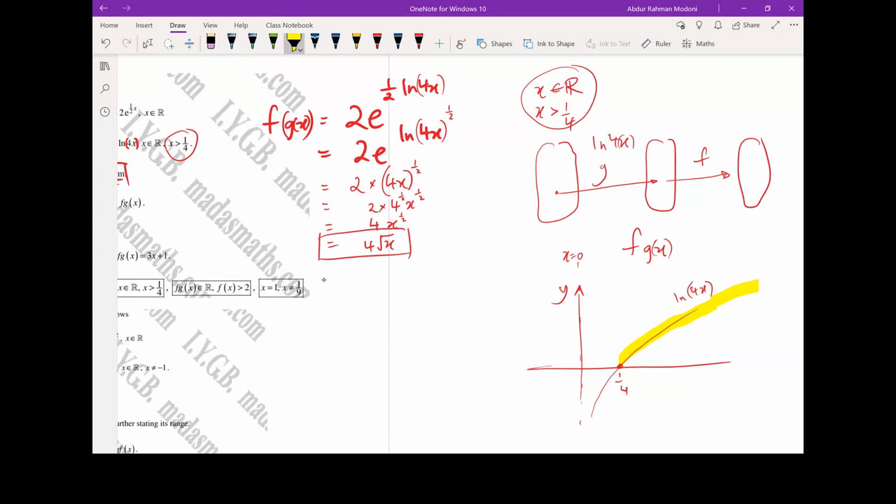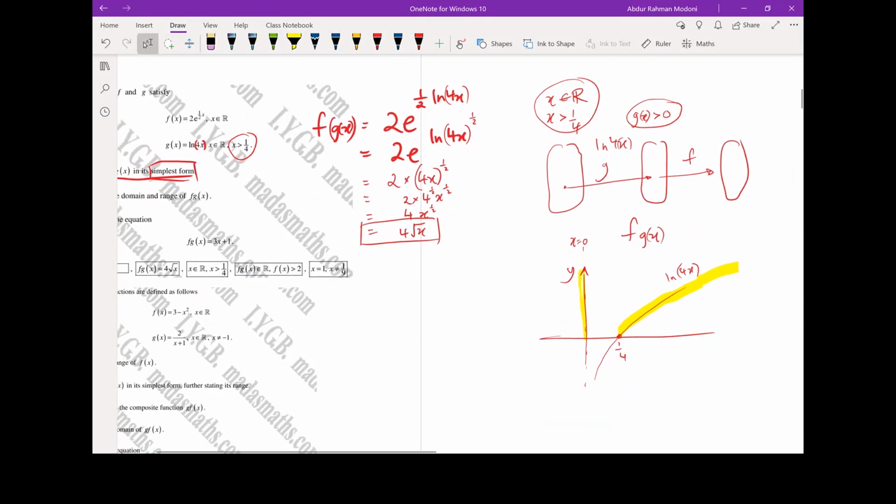For that section, what are my y values? Well, x is greater than a quarter for that section. Look at my y values. They are all greater than 0. So essentially, what do we have then? We're saying the output of g of x is always greater than 0. I'll just write down here, g of x is greater than 0, i.e. the output of ln of 4x is greater than 0. So then this now becomes my domain of the f function.